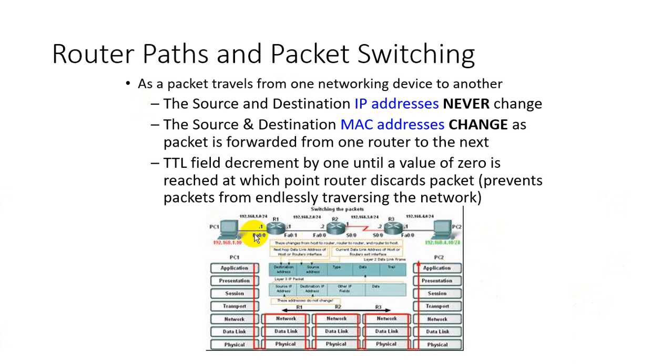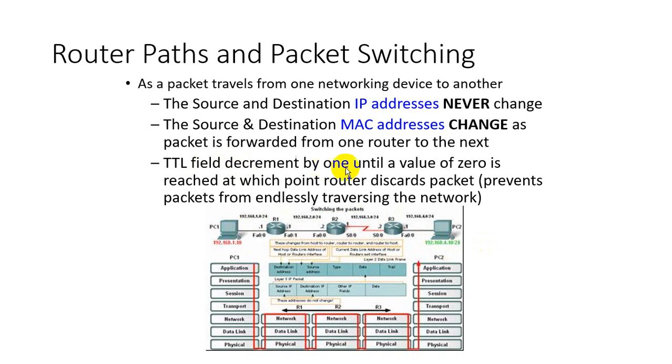Whereas the source and destination MAC addresses change as a packet is forwarded from one router to the next. For example, the source could be this MAC address and the destination could be this, and then the source could be this and the destination could be this, in terms of layer 2 MAC addresses. But the source and destination IP addresses will never change.